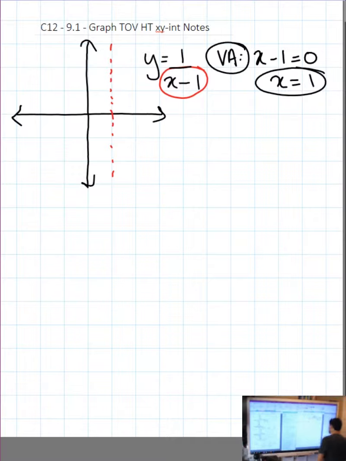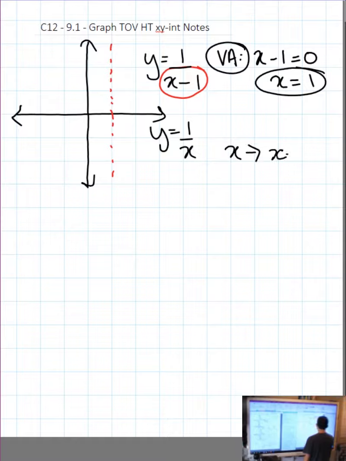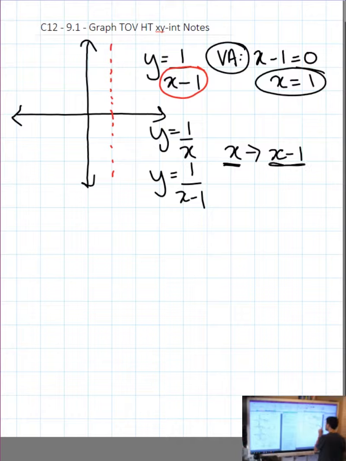Now, as we did in the last question, we graphed the rest with a table of values, but as we know from transformations, if we take a function y equals 1 over x, as we did last time, and we decide to change x to be x minus 1, and it becomes y equals 1 over x minus 1, well, if we substitute x minus 1, that's actually a horizontal translation to the right, positive 1.